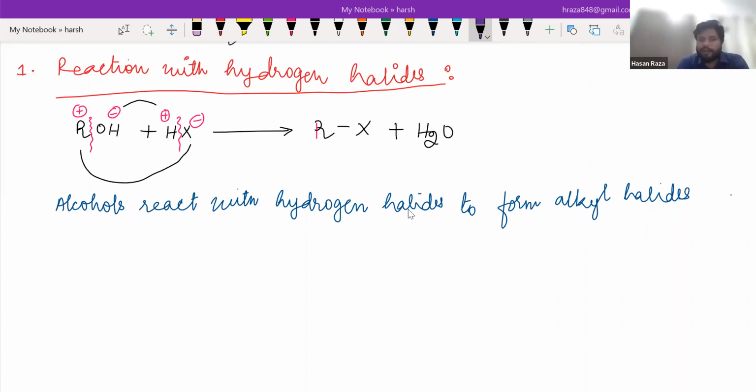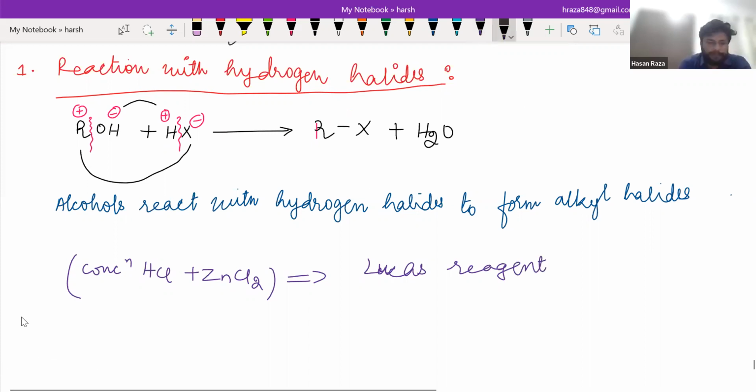So alcohol reacts with hydrogen halides to form alkyl halide. So this is the reaction. Now HCl in the presence of, if you remember, concentrated HCl plus ZnCl2 is basically known as Lucas reagent.